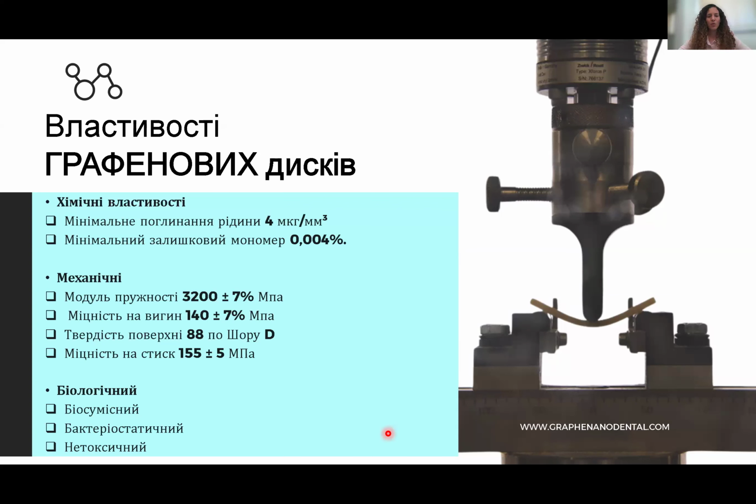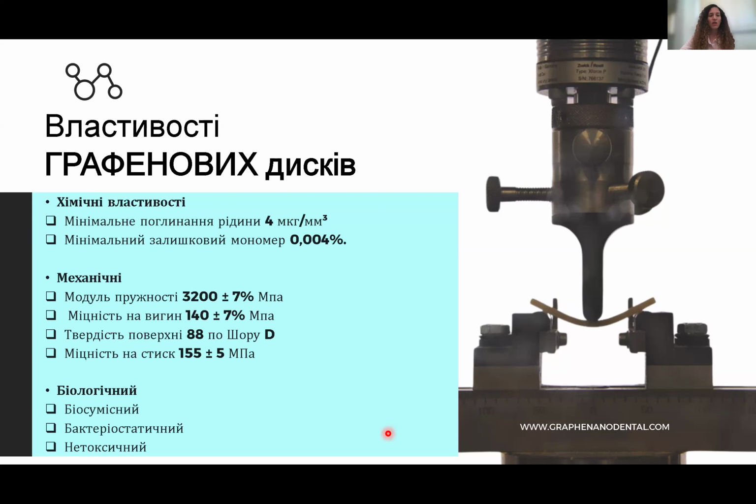About the residual monomer, this is important for those patients who are allergic to monomers, okay? So we reduce it to 0.004%. This is really minimal, practically zero.